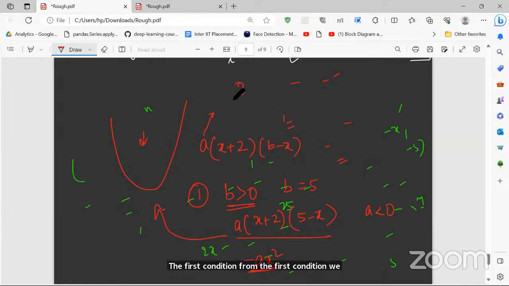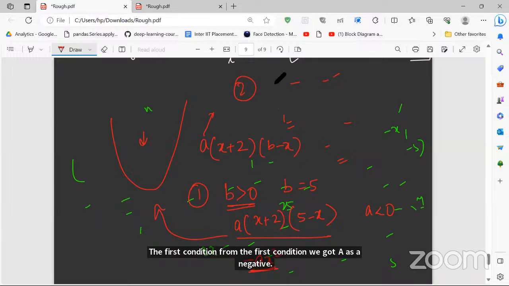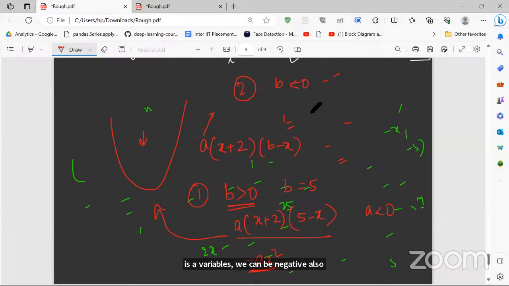So now what is the second condition? Because B is a variable, B can be negative also, right? For example, if you are taking B as minus 5, then your equation will convert into what? A into x plus 2 multiplied with minus x plus 5. Now tell me, what should be the value of A here? Negative. Again negative, right?